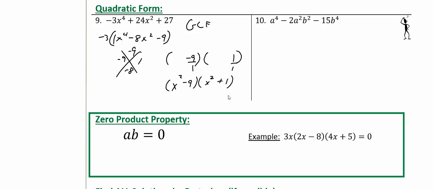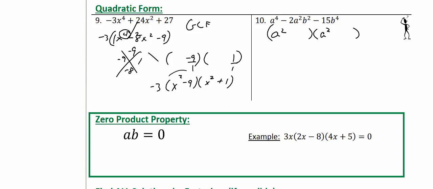And you're like, why is it x squared? Well, because it's x to the 4. What we do is we cut that number in half. We divide it by 2. If you look at this one, this will be squared as well in both of your parentheses because I have to cut it in half. So now this is really negative 3, x squared minus 9, x squared plus 1. But I'm not done!